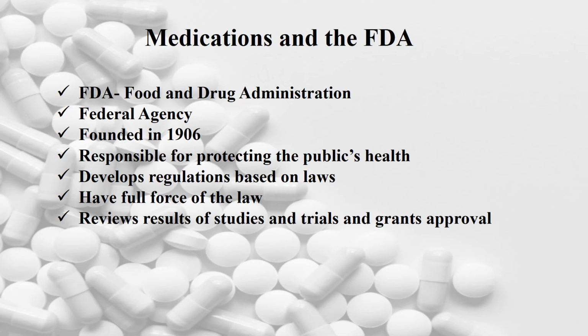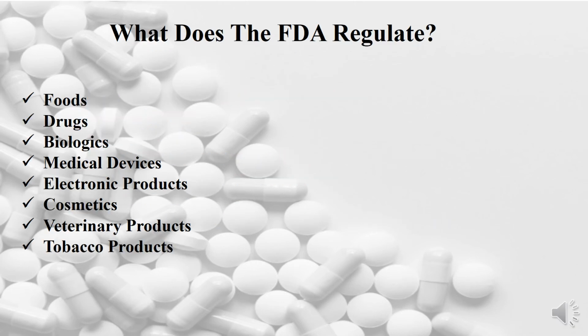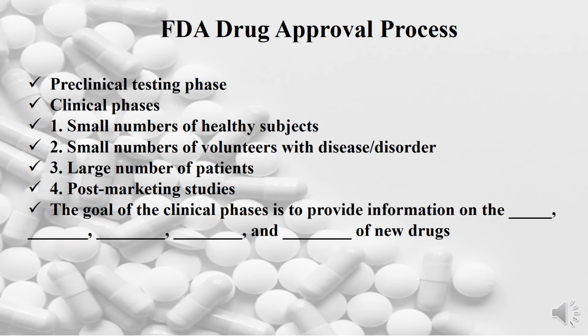So what does the FDA regulate? They regulate several different things. That includes foods, drugs, biologics, medical devices, electronic products, cosmetics, veterinary products, and even tobacco products. The FDA drug approval process is a lengthy one.